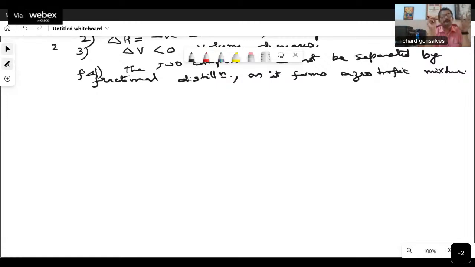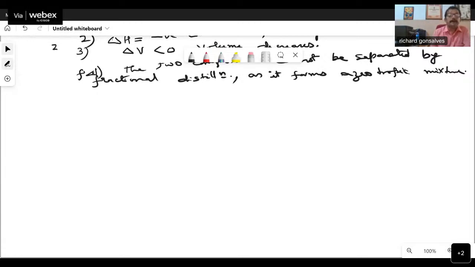Third one, when you mix, delta H is 0 for ideal. No heating, no cooling takes place. But when you mix, either heating or cooling takes place. Delta H is positive or negative. Fourth one, the two components can be separated by fractional distillation, but here the two components cannot be separated by fractional distillation because it forms an azeotropic mixture. This is about ideal solution.